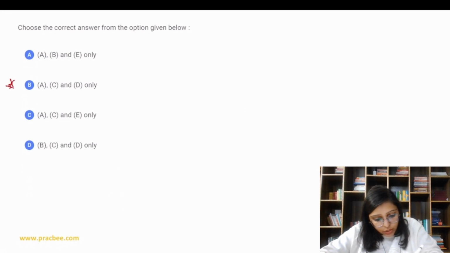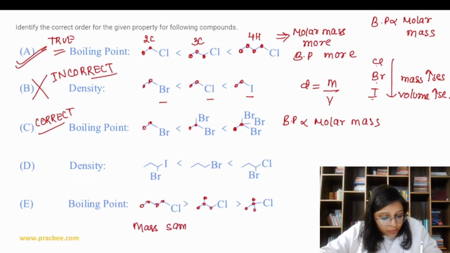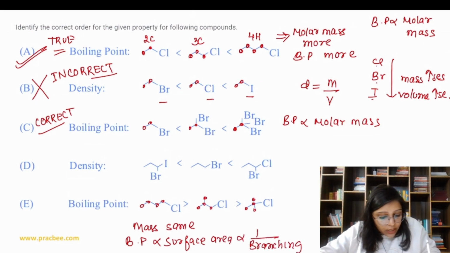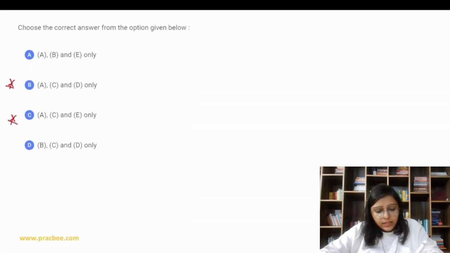So if we have A and C correct, so we can have option number B and option number C. But now we have to check one, D, either D or E. So let's check E, because boiling point we can easily relate this. So E, 1, 2, 3, 4, 1, 2, 3, 4, 1, 2, 3, 4. So here mass is same. It means we have to find out boiling point is directly proportional to surface area and inversely proportional to branching. Inversely proportional to branching, it means this is going to be the correct one. And on the basis of that, we can say that option C is going to be the correct answer.